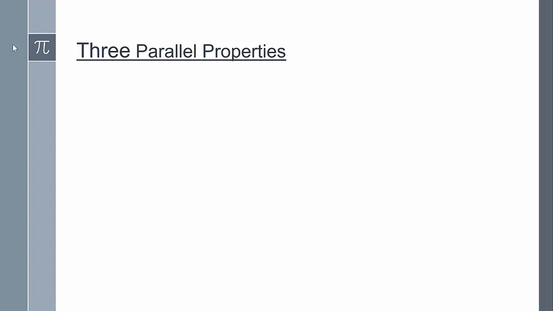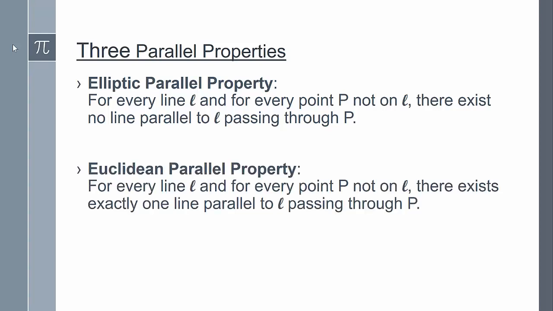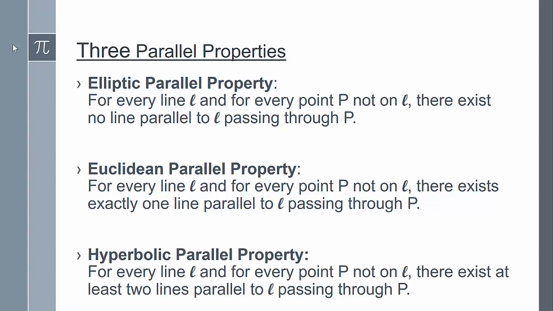And recall the three parallel properties. We're going to see the elliptic and Euclidean properties in this lecture. The elliptic property states that for any line L and every point P not on L, there are no lines passing through P parallel to L. The Euclidean parallel property states there's exactly one line parallel to L passing through P, and the hyperbolic property says that there are at least two, so there's more than one line parallel to L passing through P. So we're going to primarily look at models with elliptic and Euclidean properties today.